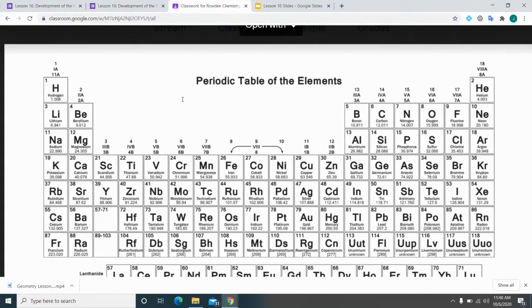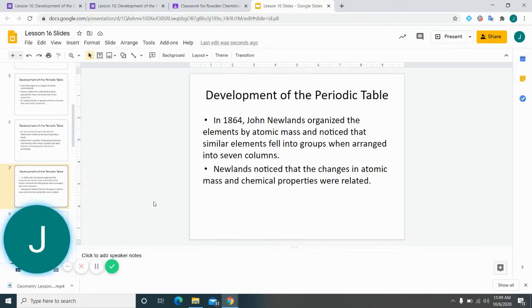But he was on to something, because there is something about having 8 valence electrons. That's why these are 8A. All these elements with 8 valence electrons all act very predictably. They have a lot of similarities. So he was getting somewhere, but he wasn't quite there.